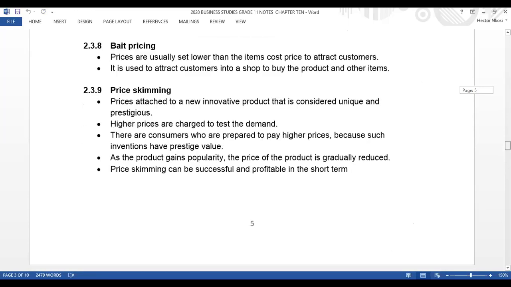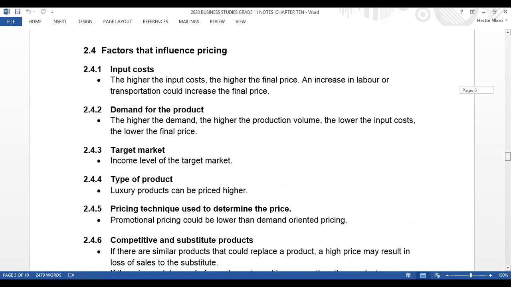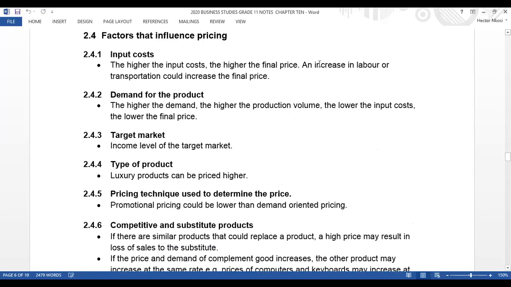However, we're supposed to do what? We're supposed to do the factors that influence pricing, basically, boys and girls. Now, let's look at the factors that will influence your pricing, right? So when we talk about the factors, we're looking at the things that will actually influence your pricing.